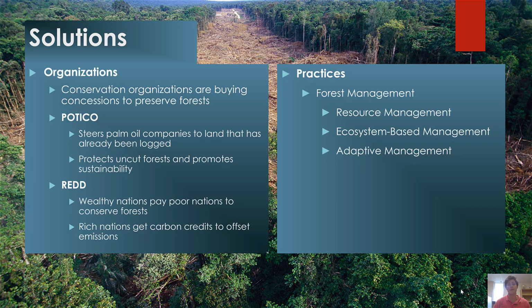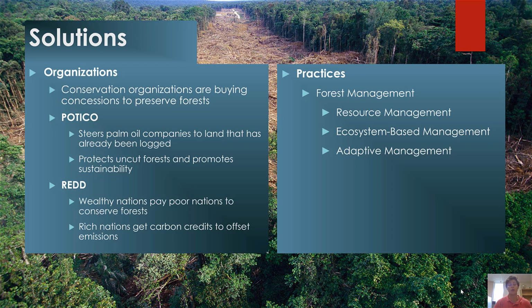Now, transitioning into some of the solutions to deforestation, something that we're really going to talk about in the next lecture for this chapter. There are certain organizations, specifically conservation organizations, that are buying whole swaths of forest in order to preserve them. One organization, Potico, typically steers palm oil companies to land that has already been logged, so steering them towards secondary growth forests instead of primary growth forests, and so it preserves old-growth forests and sort of promotes sustainability. In addition, REDD is another organization that sort of facilitates the purchasing of carbon credits.